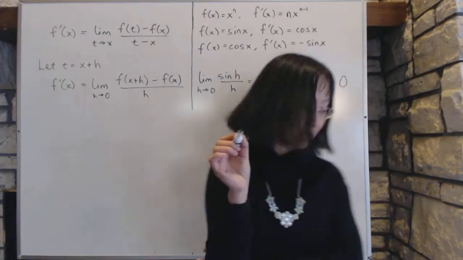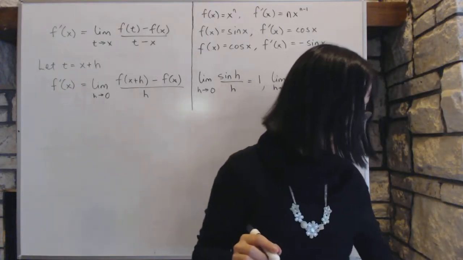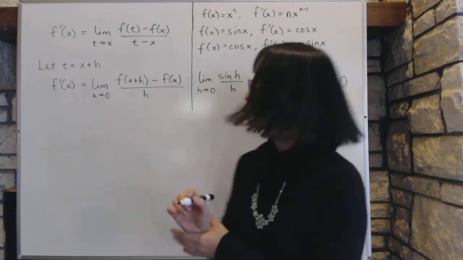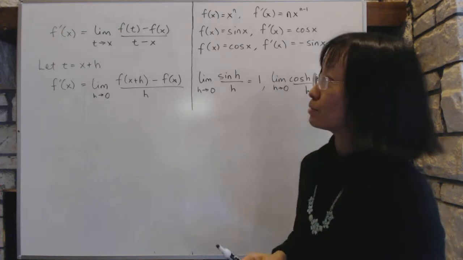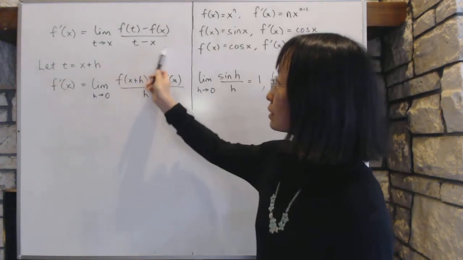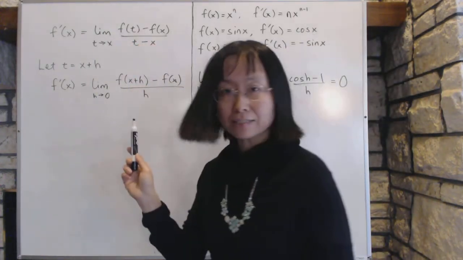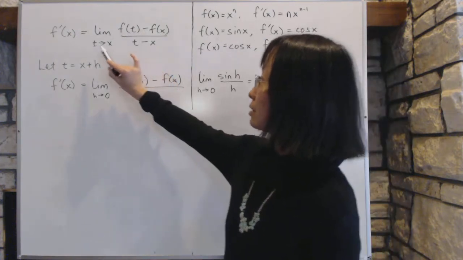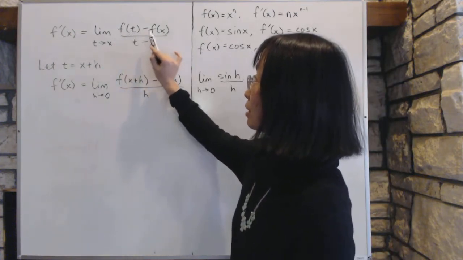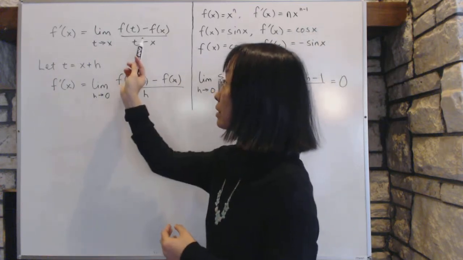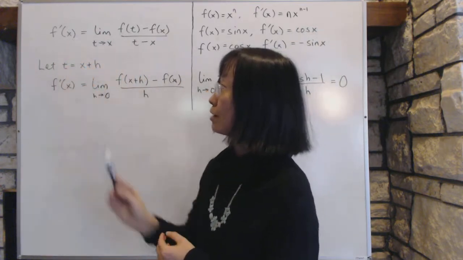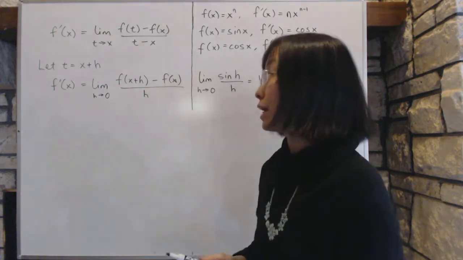Section 3.3, differentiable functions. A function f is considered differentiable by definition if this particular fraction exists as a limit. That is, the limit as t goes to x of f(t) minus f(x) over t minus x exists. If this limit exists, then we define the function f to be differentiable at the point x.